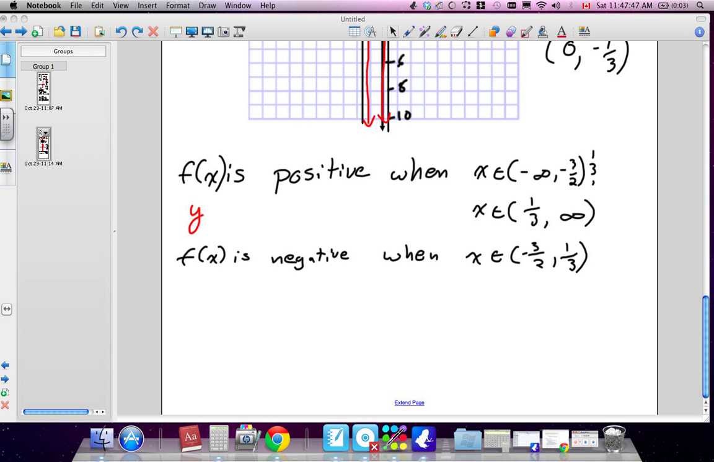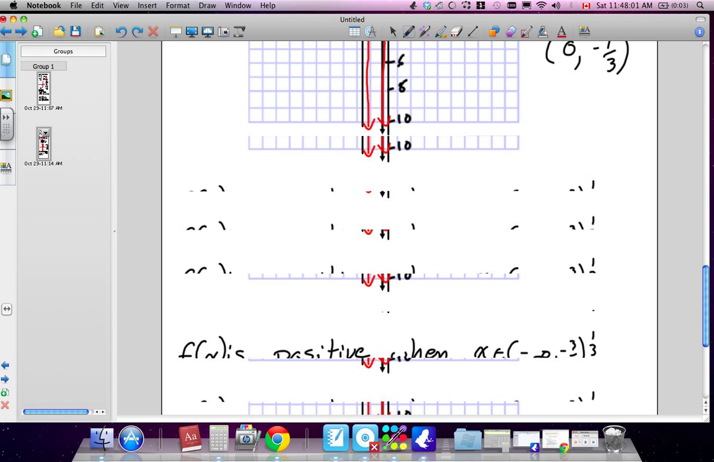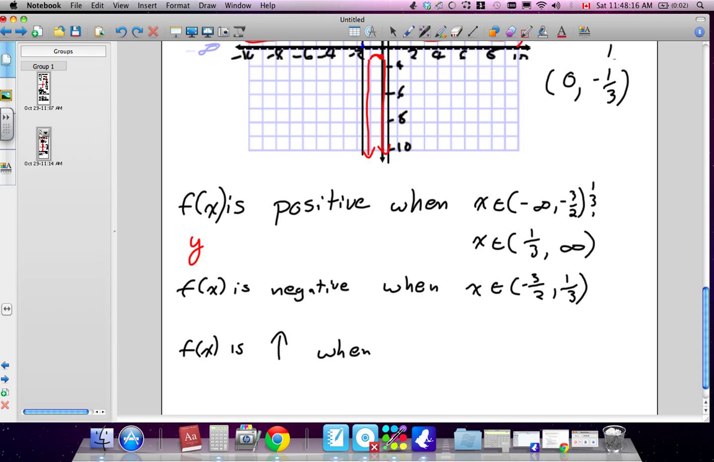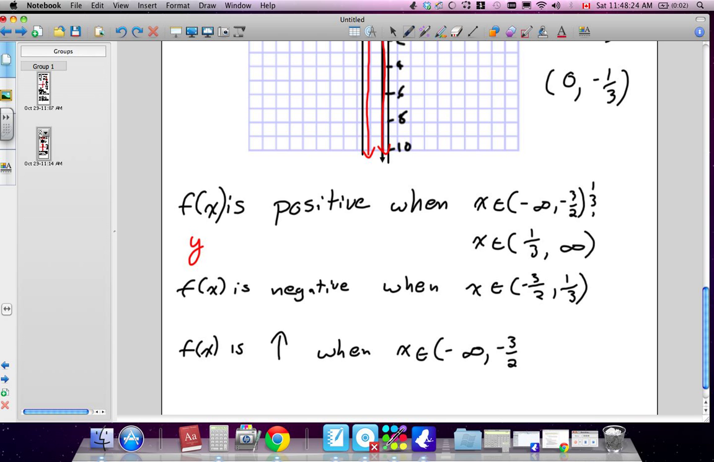Okay, now, increasing, decreasing intervals. F of x is increasing, okay? That means increasing. Are you okay with that? Yeah. Increasing is when, and here's where we talk about it again, when x is going from where? We're increasing from negative infinity all the way to what? Negative 3 over 2. We're increasing from negative infinity to negative 3 over 2.